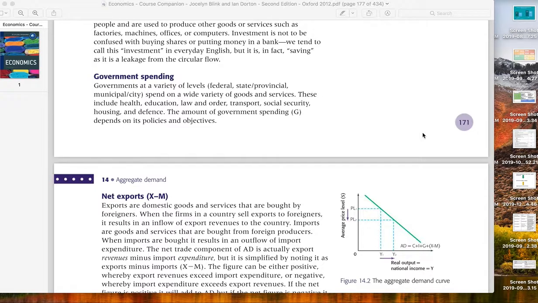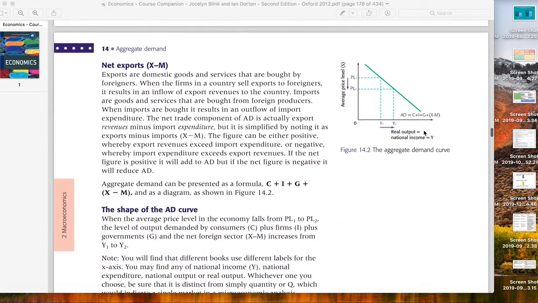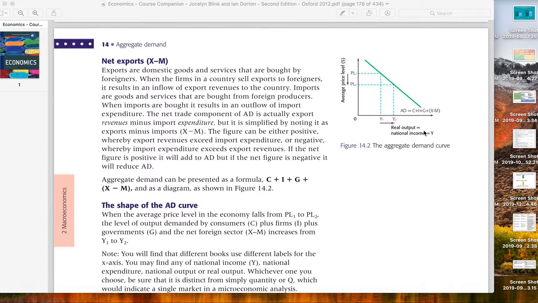Examples: health, education, law and order, which is policing, transportation, social security, which is benefits for the elderly. I know we don't have those in the UAE. Housing, defense. So the amount of government spending, G, really just depends on the policies of the government and their objectives. Finally, we have our net exports, that's X minus M.